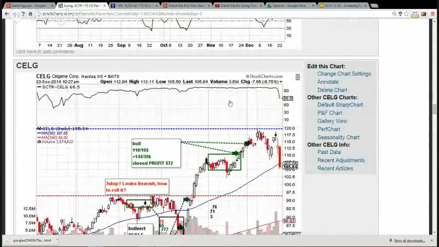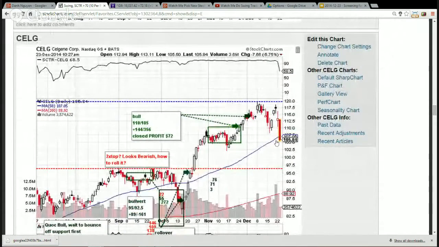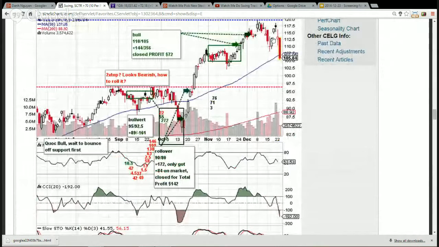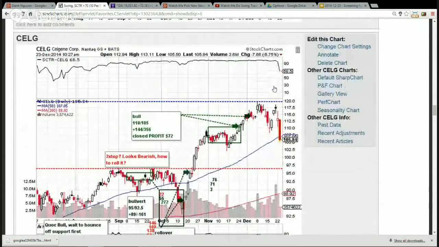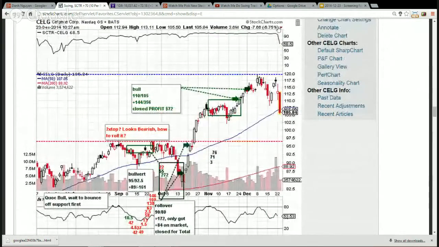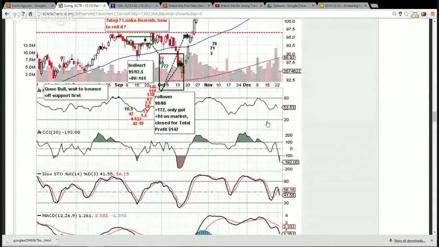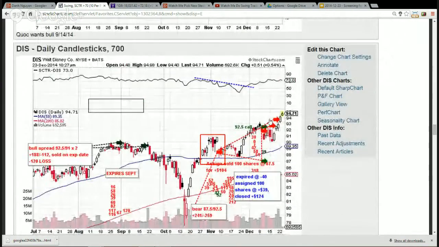Celgene, what happened to this guy? Definitely not a bullish stock right now. I would wait for it. It looks like it's coming off here. Maybe down here is when it may bounce back up if it's still strong, but it looks like SCTR is dropping, so I wouldn't get in on this one right now.